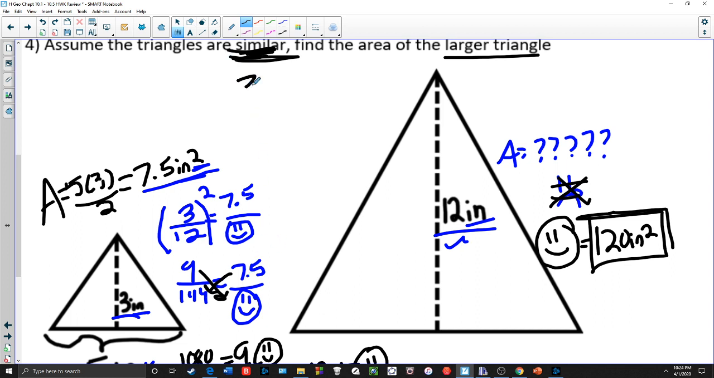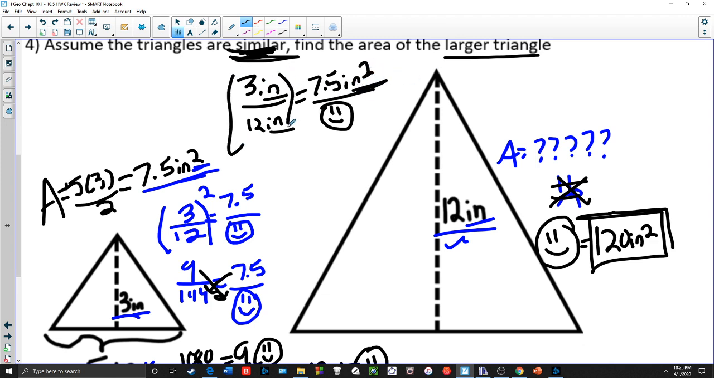In fact, if you do this here, 3 inches, 12 inches is equal to 7.5 inches squared over smiley face, then you can see inches, inches, square inches. That's your red flag saying, okay, before I multiply, I need to square first. That way this would be 9 inches squared and 144 inches squared, and then they would agree with this, and then I can cross multiply. If you want to put your labels in there to make sure you're getting good consistency, you can do that too.